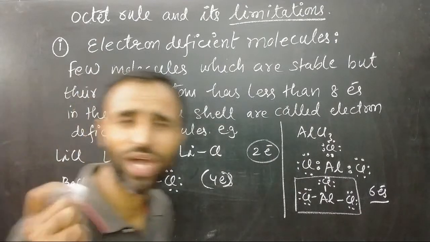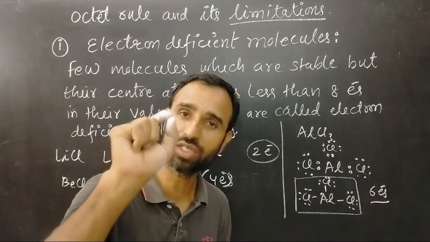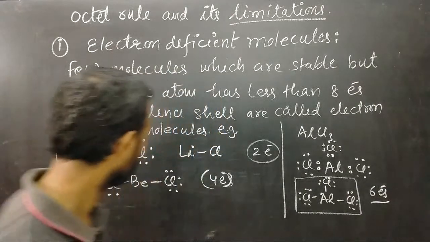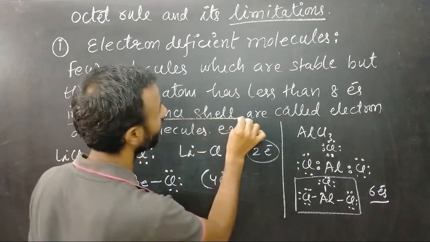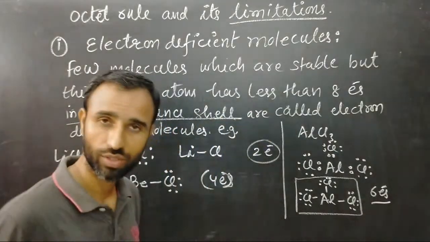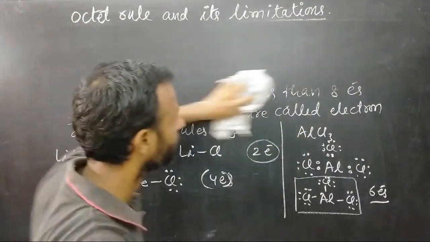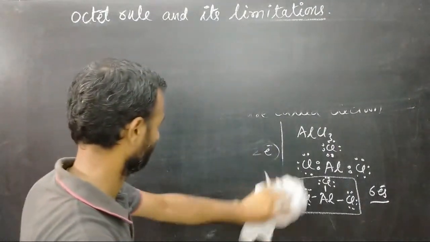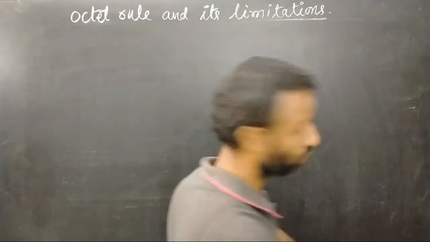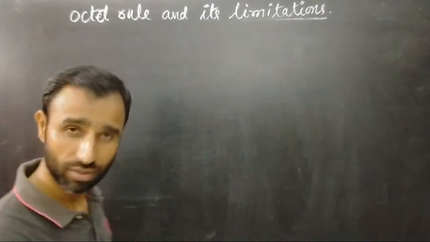We are talking about the valence shell, 1s2, 2s1. So in the valence shell it has only 1 electron. So it has less than 8 electrons in its valence shell. We are not talking about core electrons. So this is the first limitation, that there are electron deficient molecules. They are stable, though they have a tendency to gain electrons, but they exist as lithium chloride, beryllium chloride, aluminium chloride.